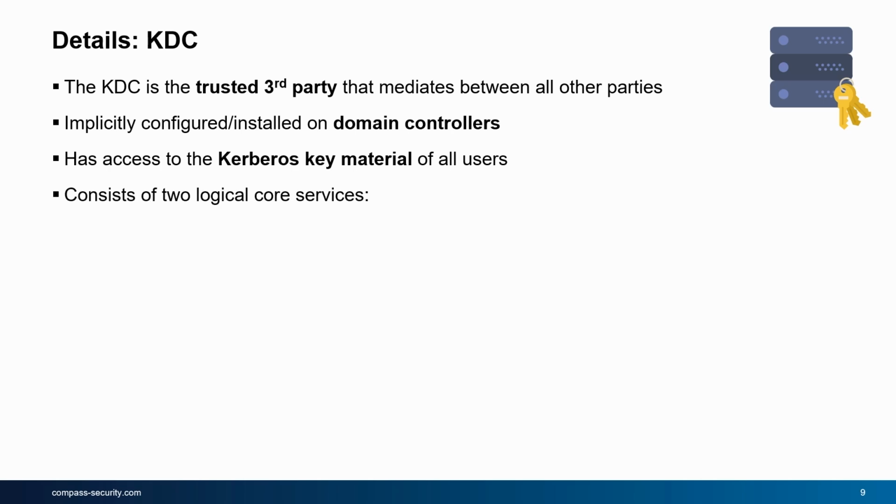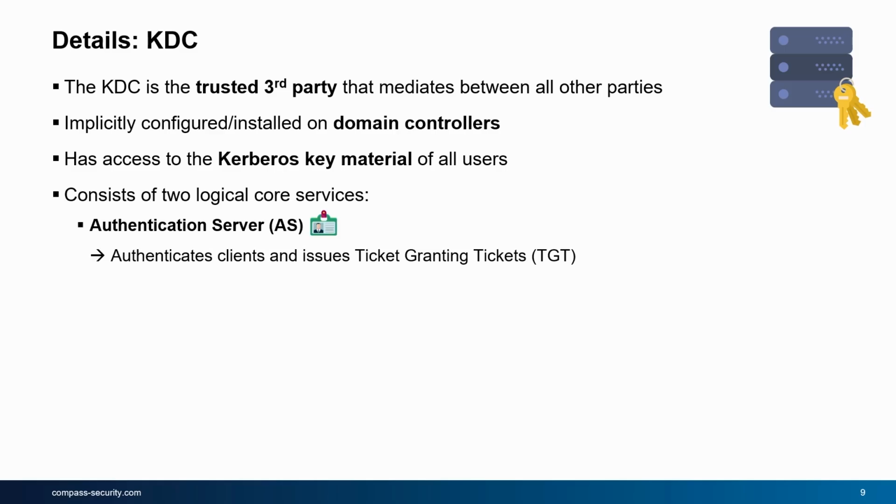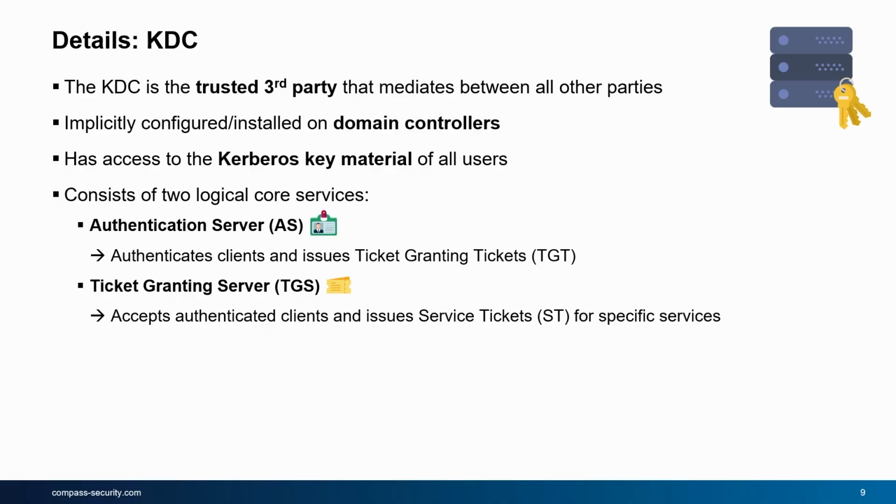As we've seen on the previous slide, it consists of two logical services: the authentication server, which is responsible for authenticating clients that connect to it and issuing so-called ticket granting tickets, and then the ticket granting server, which accepts clients that have already been authenticated by the authentication server and issues so-called service tickets that then are used to access specific services in turn.